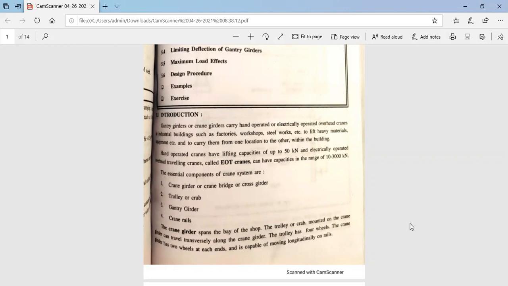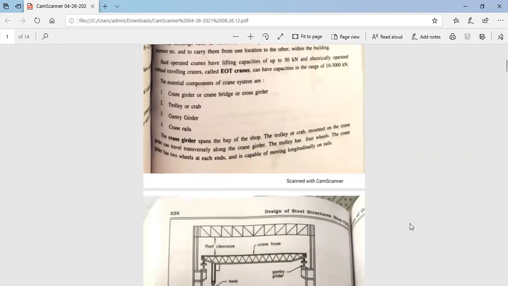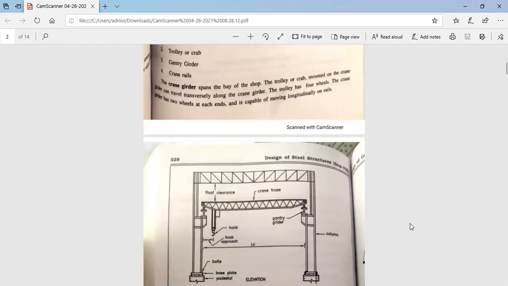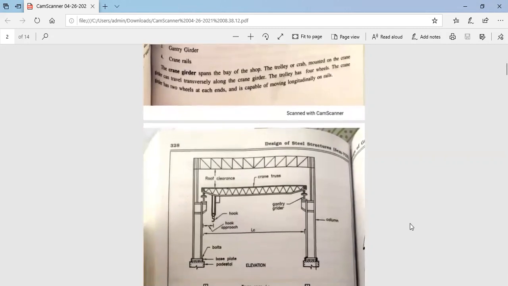So there are some components of the crane system here. First is a crane girder. Second is a trolley or a crab. Next is a gantry girder, and last is the crane rails. The crane girder spans the bay of the shop. The trolley or crab, which is mounted on the crane girder, can travel transversely along the crane girder. The trolley has 4 wheels. The crane girder has 2 wheels at each end and is capable of moving longitudinally on rails.